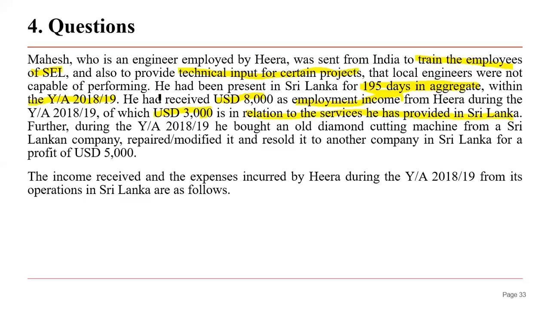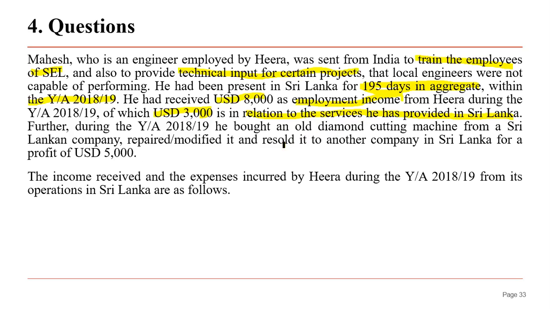That is clear. Then he had received 8,000 as employment income from Hera during the year 1819, of which 3,000 is related to services he had provided in Sri Lanka. So of the entire 8,000, 5,000 is maybe in India, and the 3,000 is Sri Lanka.